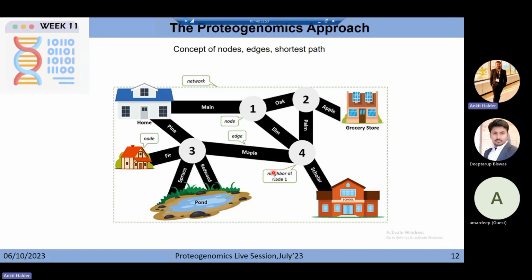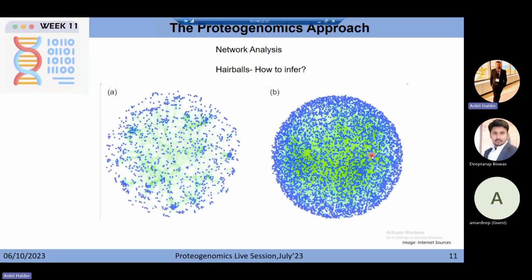So here you can see that one is your neighbor node one, and this is the complete network: home, grocery store, school. Generally, we are living in a society where we are all connected in a kind of network. In today's world, everyone is connected through some means. So all these are networks, and among these is also the biological network.